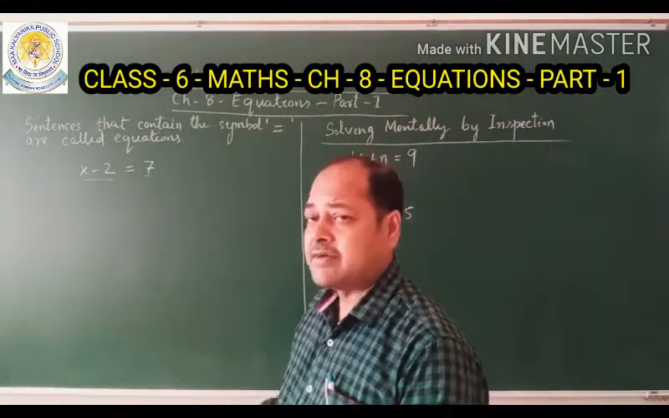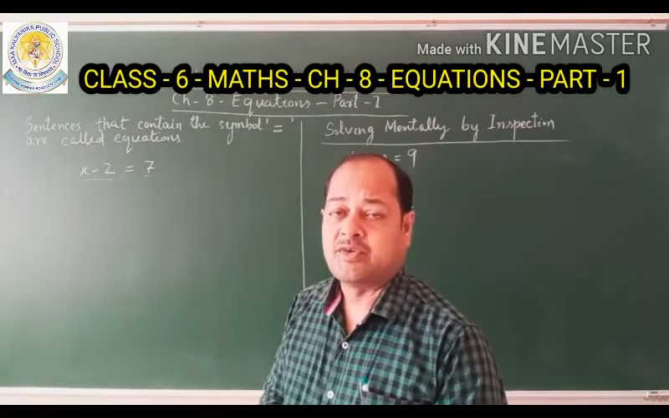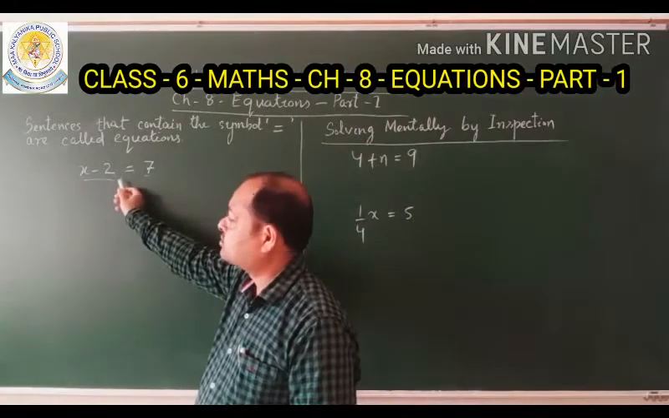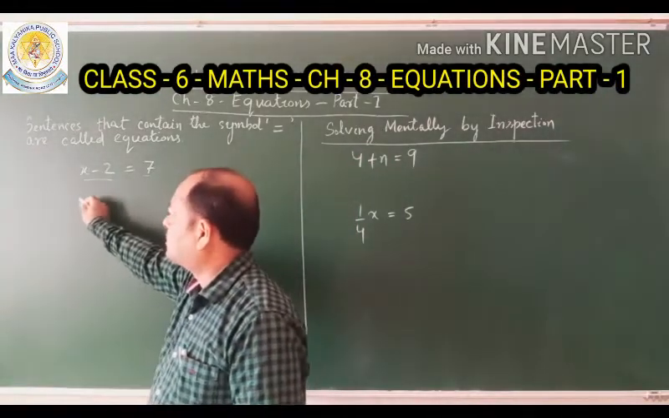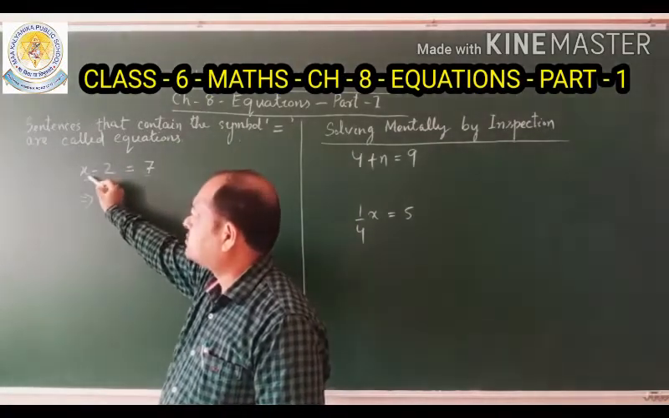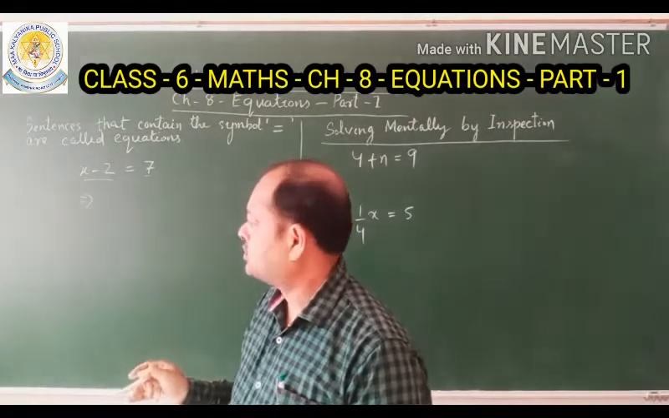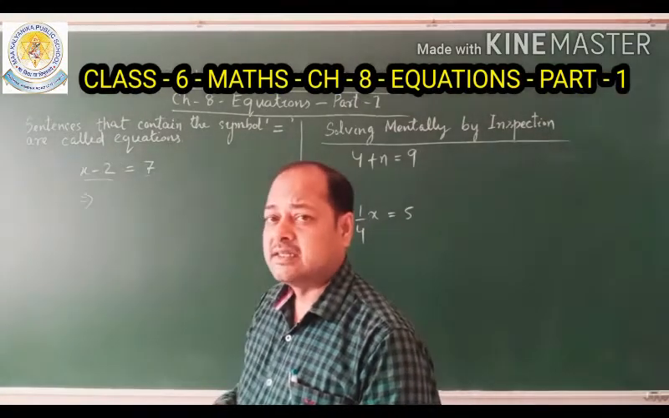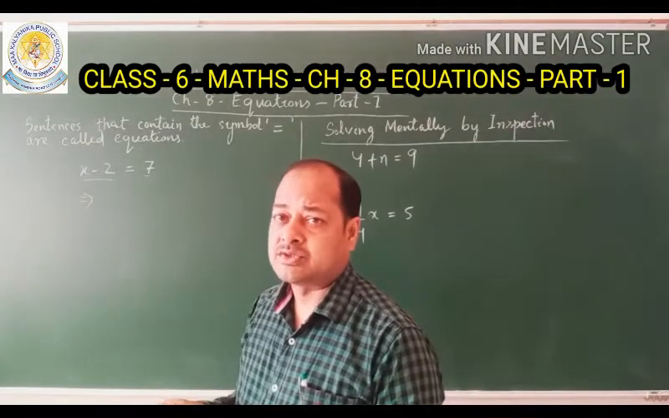Now in this chapter we are going to find the value of the unknown quantity. Look at this example, x minus 2 equal to 7. Here x is the unknown quantity, so we have to find it. How to cancel this? See, x is attached with minus 2. The first step is to cancel the minus 2. If you add plus 2 to the left hand side, the minus 2 will be cancelled, because minus 2 and plus 2 cancel.